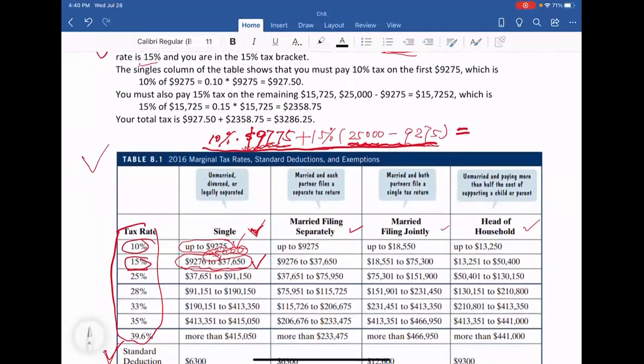Okay, here I already computed the amount of money you need to pay. So use your calculator to find the result here.